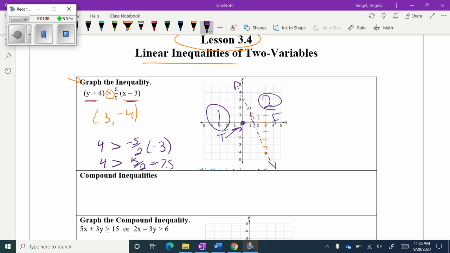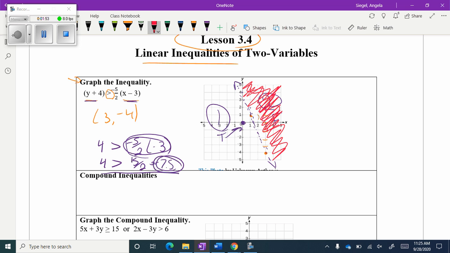Okay, so I did the math, and over here, I just did it as a decimal to kind of help my brain think, this ends up being about 7.5. So it's saying 4 is greater than 7.5. So that is definitely not true. So then I'm going to shade on the other side. So your answer should look like that.